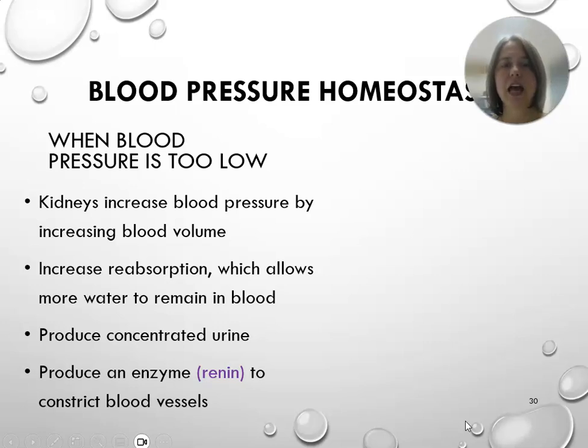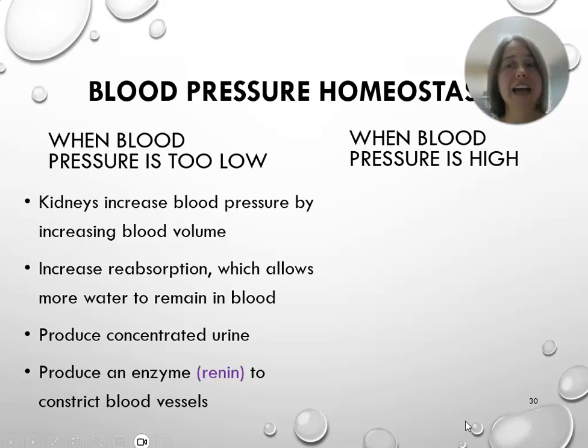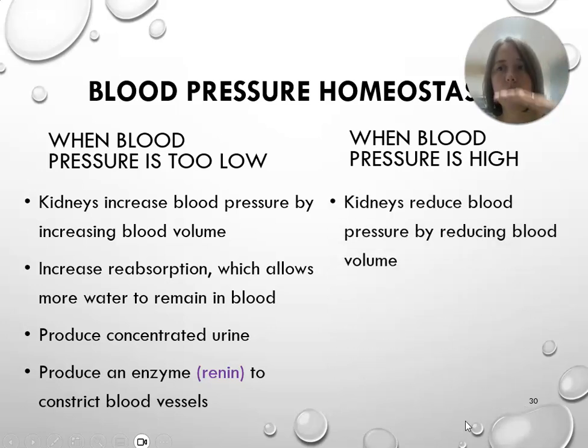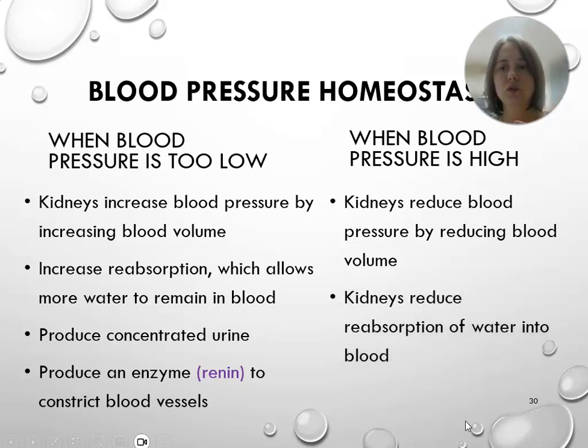Also, your body's going to produce this enzyme, which is called renin, and that helps constrict the blood vessels. So if you have smaller blood vessels for the same volume, there's going to be more pressure in that smaller space. When the blood pressure is high, you want to lower blood volume. So to lower blood volume, you're going to reduce reabsorption of water into the blood, and you're going to increase the amount of urine you produce. More water is going to stay in the filtrate, less is going to come back into your body, so you're going to pee out more water. So you produce dilute, watery urine.